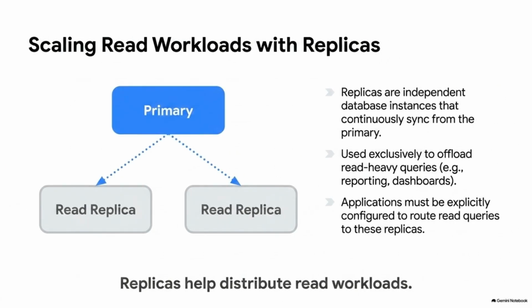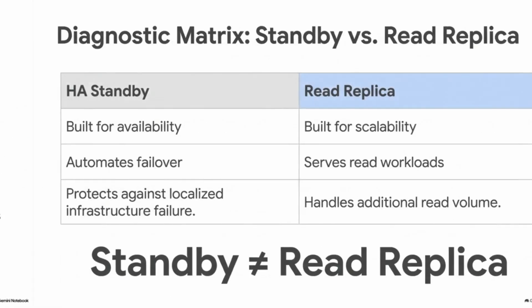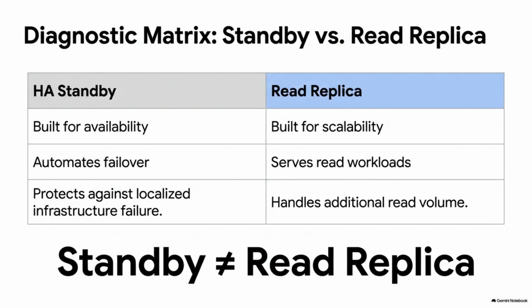For read-heavy workloads, you can scale using read replicas. These are independent instances that sync from the primary. You must explicitly configure your application to route read-only queries, such as reports or dashboard data, to these replicas. It is helpful to keep the distinction clear. An HA standby is built for availability and automates failovers to protect against failure, whereas a read replica is built for scalability to handle increased read volume.